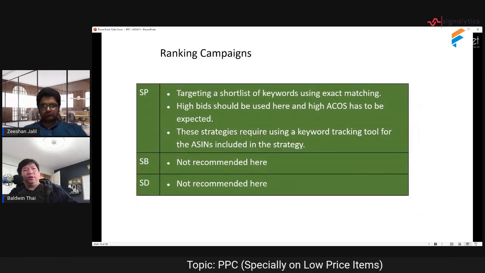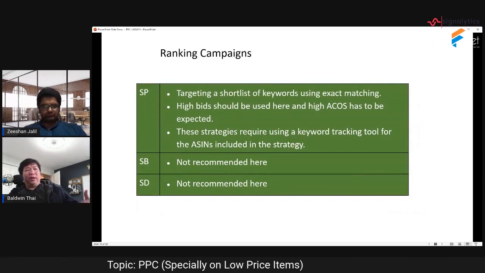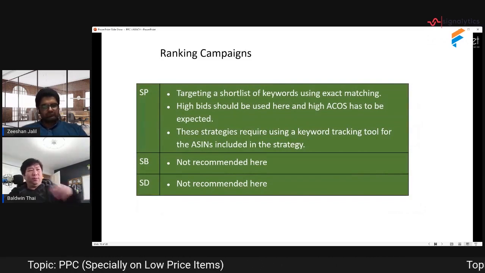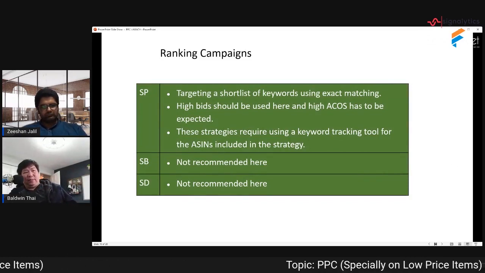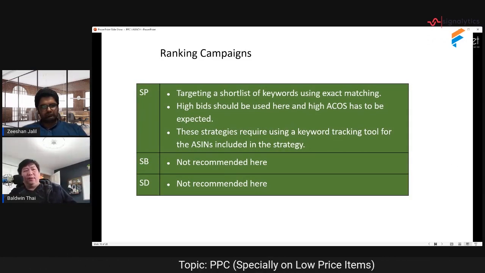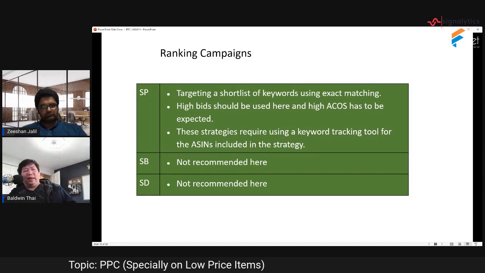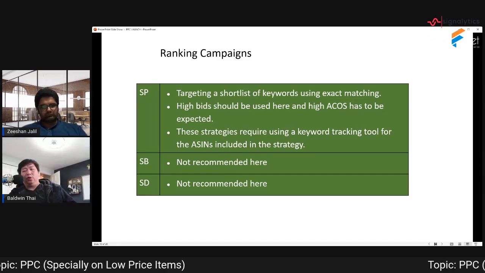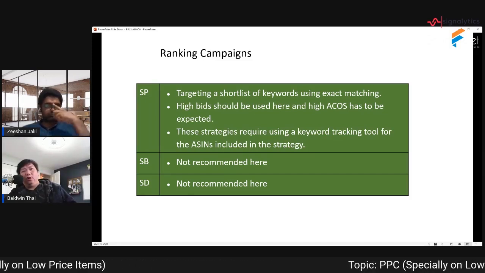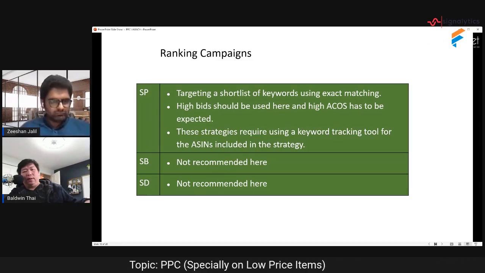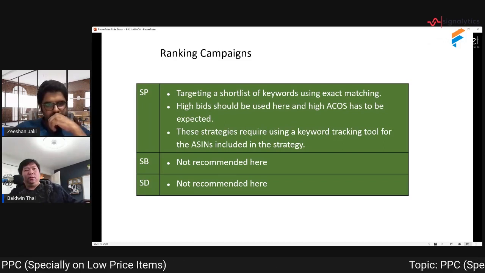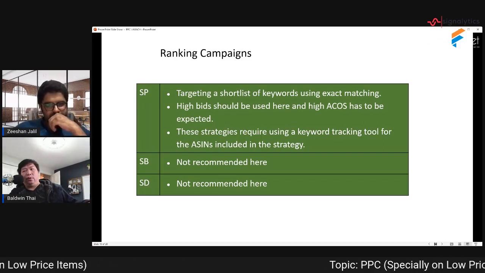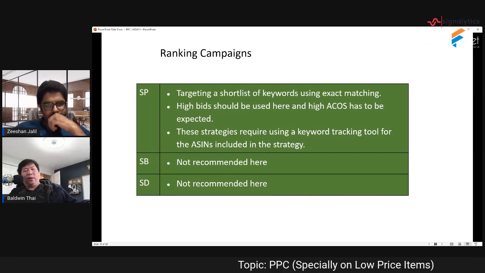And then this is your ranking campaigns. So your ranking campaigns are going to be your targeted short list of keywords in exact match, doing high bids, and expect to get high ACOS because you are trying to rank for your product. You're trying to be the number one spot for that keyword, and rank your ASIN with that keyword.